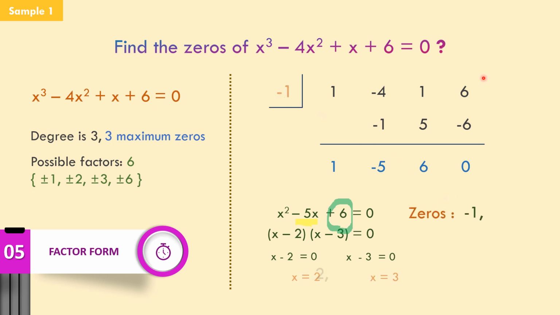So let us identify the zeros. That is negative 1, positive 2, and positive 3. So the zeros of x cubed minus 4x squared plus x plus 6 is equal to 0 are negative 1, 2, and positive 3.